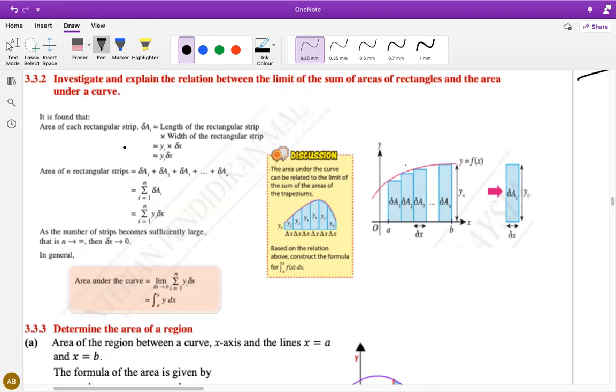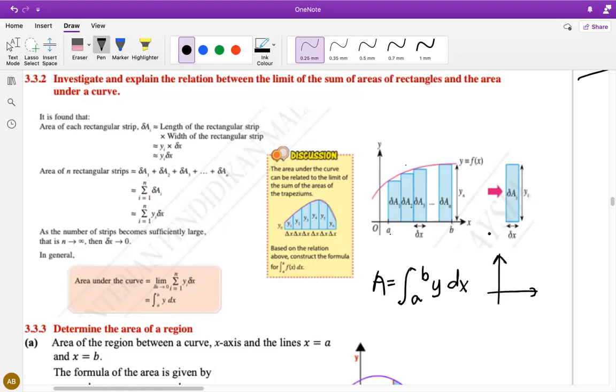So the theory part is how to get this formula. So area under the graph is, okay, and the graph from A to B, okay, A to B. So area under graph for the curve and the x-axis is given with this formula, right?